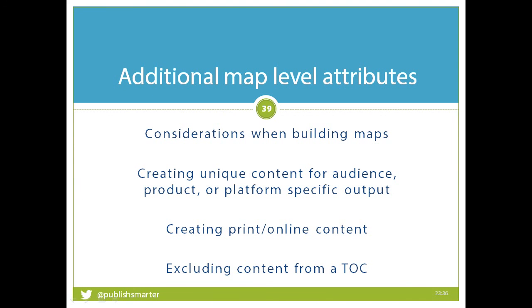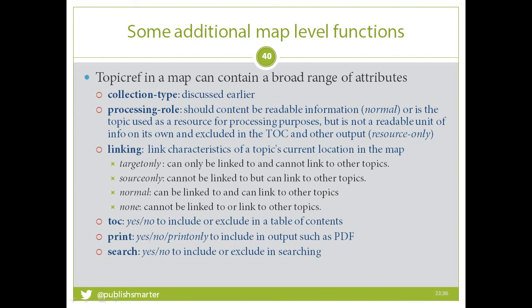Lastly, let's take a couple of minutes to talk about additional map level attributes and some of the things that you should think about when building your maps. Often you want to create unique content for an audience, a product, a platform, and give them specific output. Or you may have information that should be included for print or for online, or something that you may want to exclude from a table of contents. All of this can be done through the use of attributes in regards to your topic refs. If you want a lot of information on additional map level functions, pause this part of the video and give it a read through. I'll talk about it quickly.